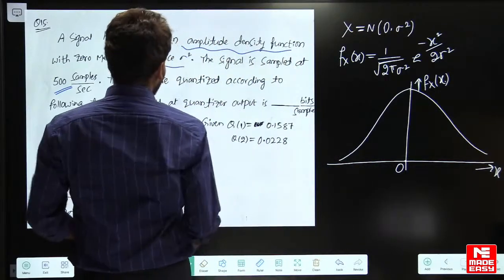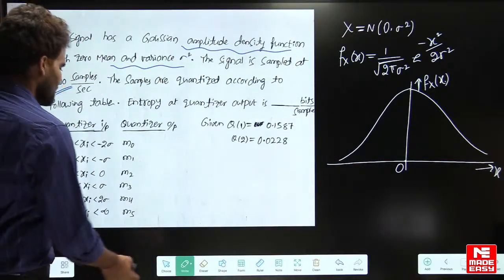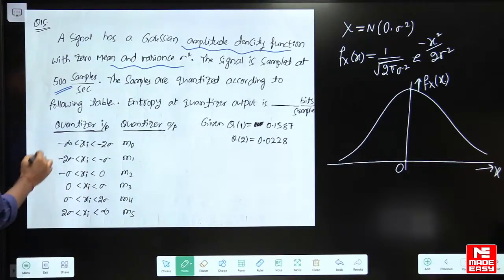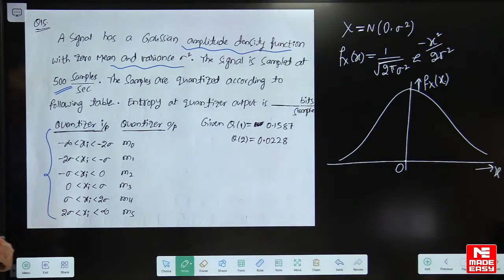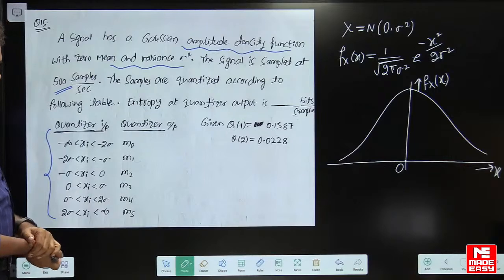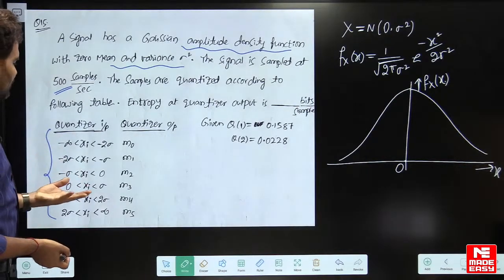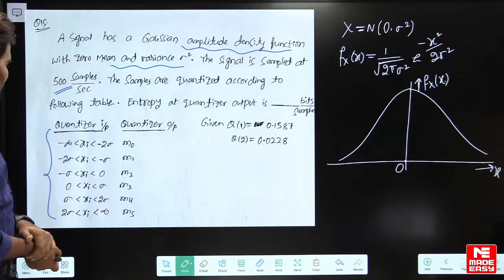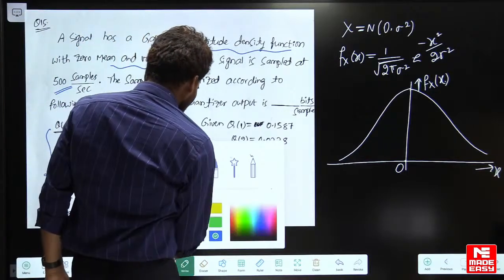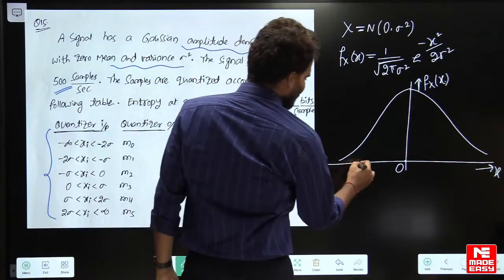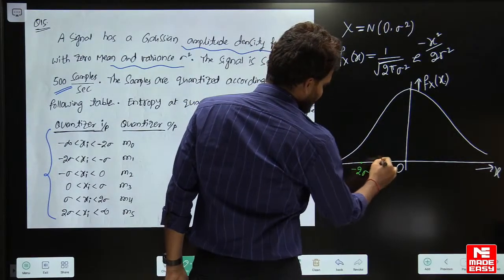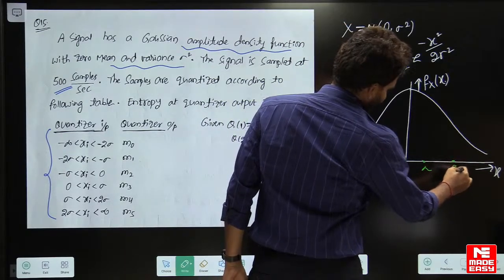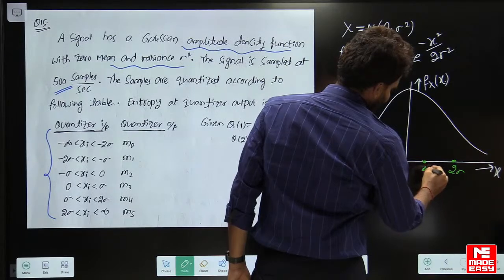This random signal is sampled at 500 samples per second, and these samples are quantized according to the following table. The quantization is done according to this table, the quantizer input and quantizer output. If the sampled value is between minus infinity and minus 2 sigma, that is quantized to m naught. Here, some values like minus 2 sigma, minus sigma, sigma, and 2 sigma.